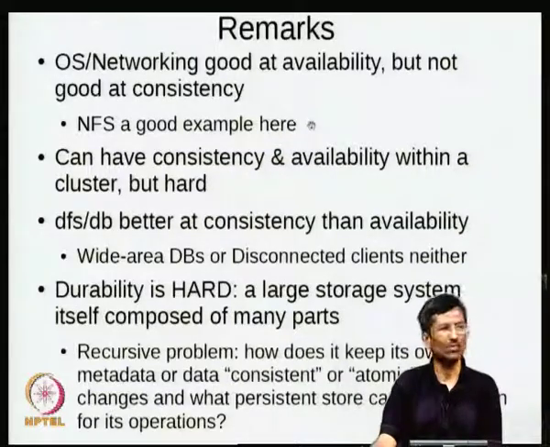Sometimes they do cache the attributes, therefore there is a window during which they assume that data has not been modified by somebody else when it has been modified. Similarly, in a cluster it is possible to have consistency and availability, but generally it is very hard, basically because of reasons for failure, etc. Distributed file systems or databases are better at consistency, but they are not good at availability. Same is the case with wide area databases or disconnected clients.